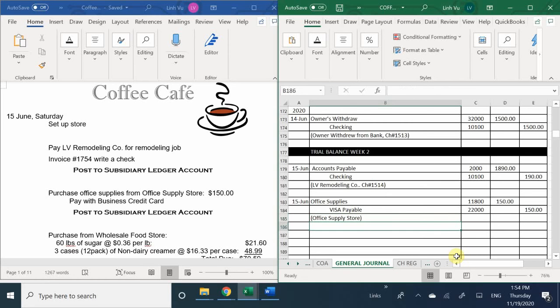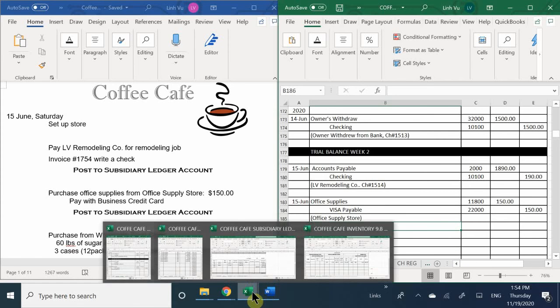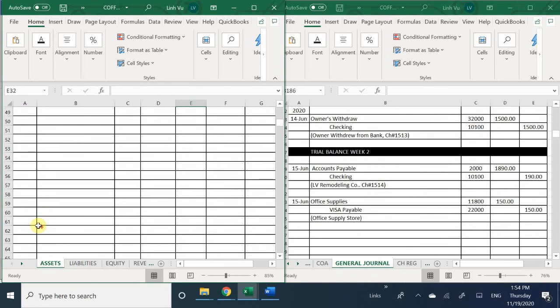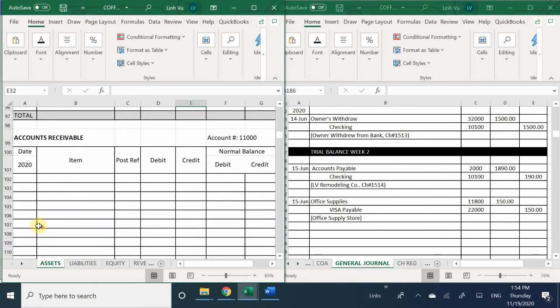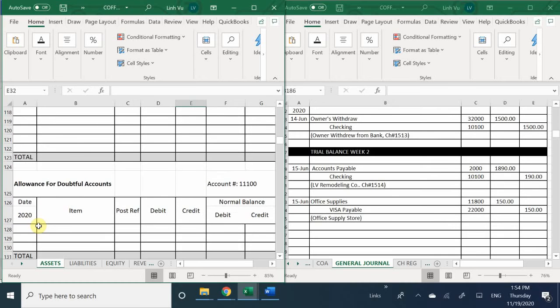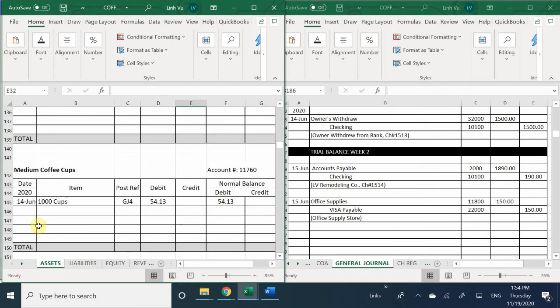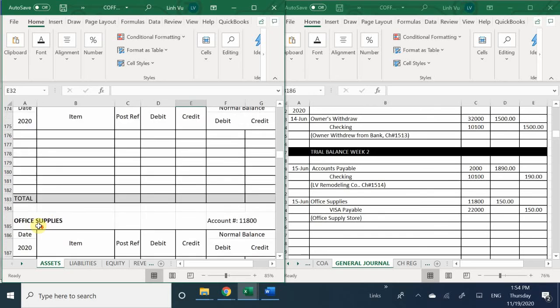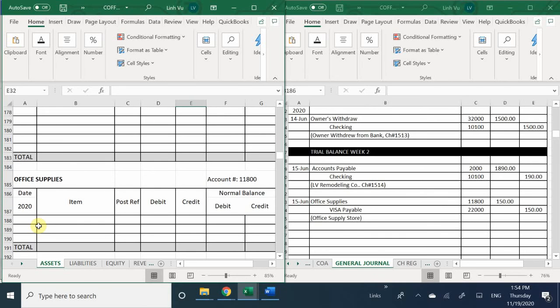So then next we would go to our general ledger and we would go under our assets to office supplies. It's in between inventory and creamer. We'll put the date.